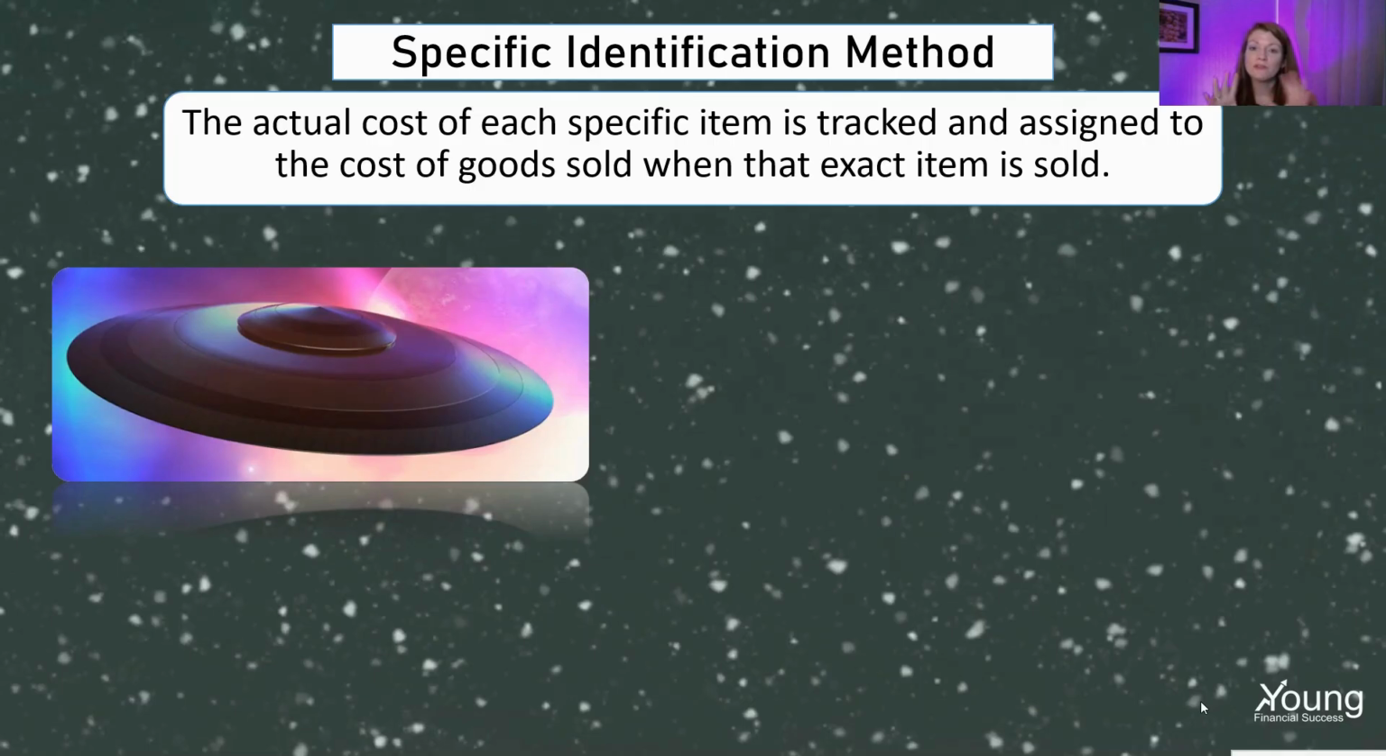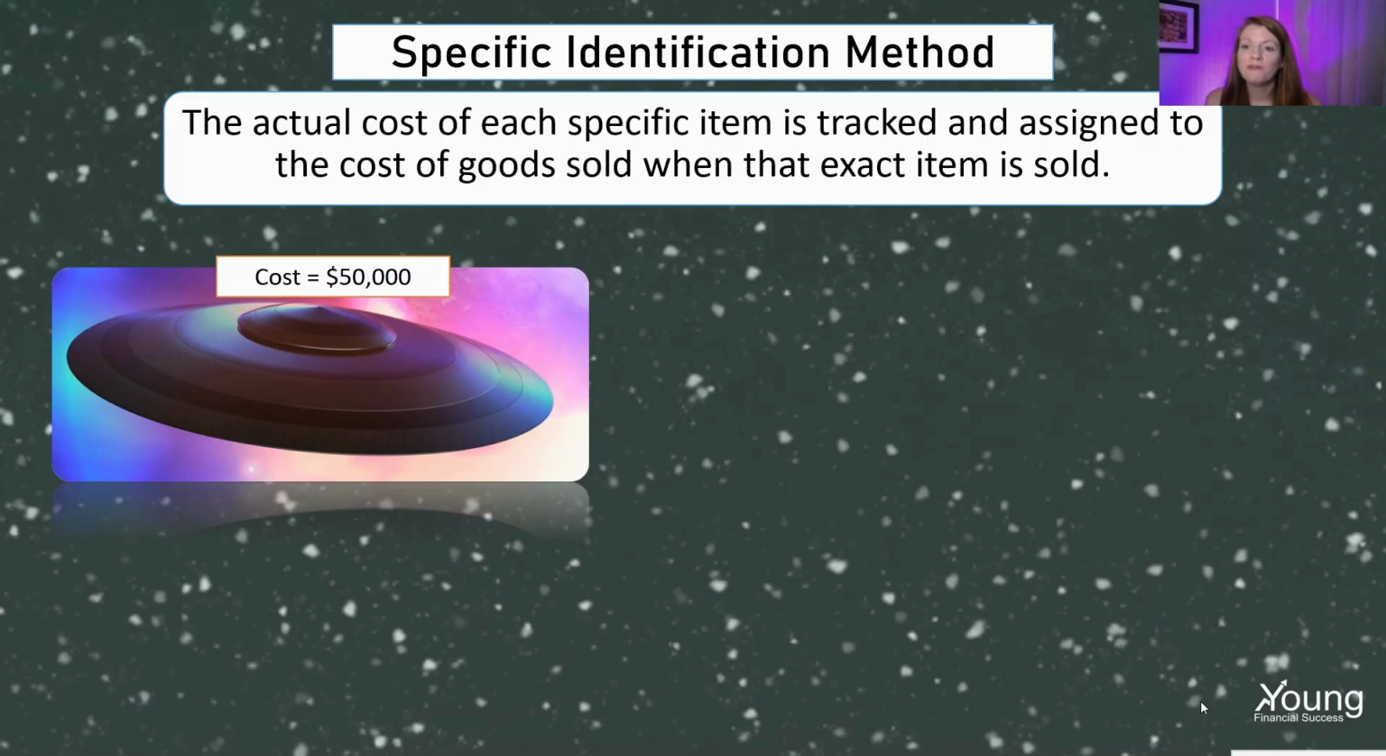So we're going to have 3 different types of UFOs. They're all very different and they all cost us a very different amount. So we can't just average the cost or anything like that. We need to know specifically what each of these UFOs cost us, and then we know how much to sell them for to be able to make a profit, and we can track those costs.